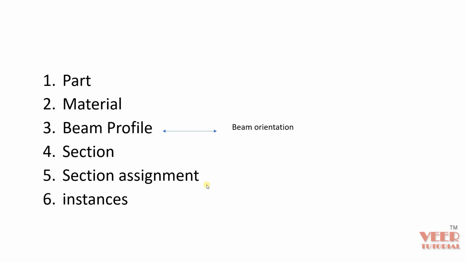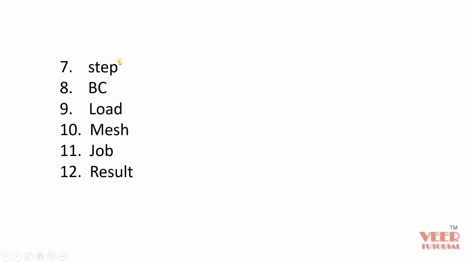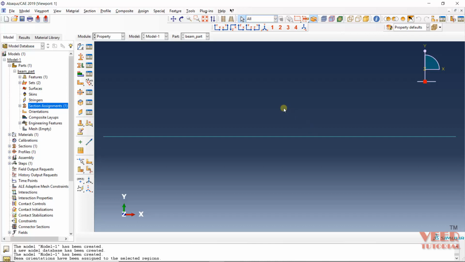So till now we have followed the 5 steps and created a section assignment. Now we need to create the instances, then step, boundary condition, load, mesh, job and result. So go to Abaqus. Now we need to create the instances. Basically the instance option is very useful when we work on assemblies. So go to this assembly option.